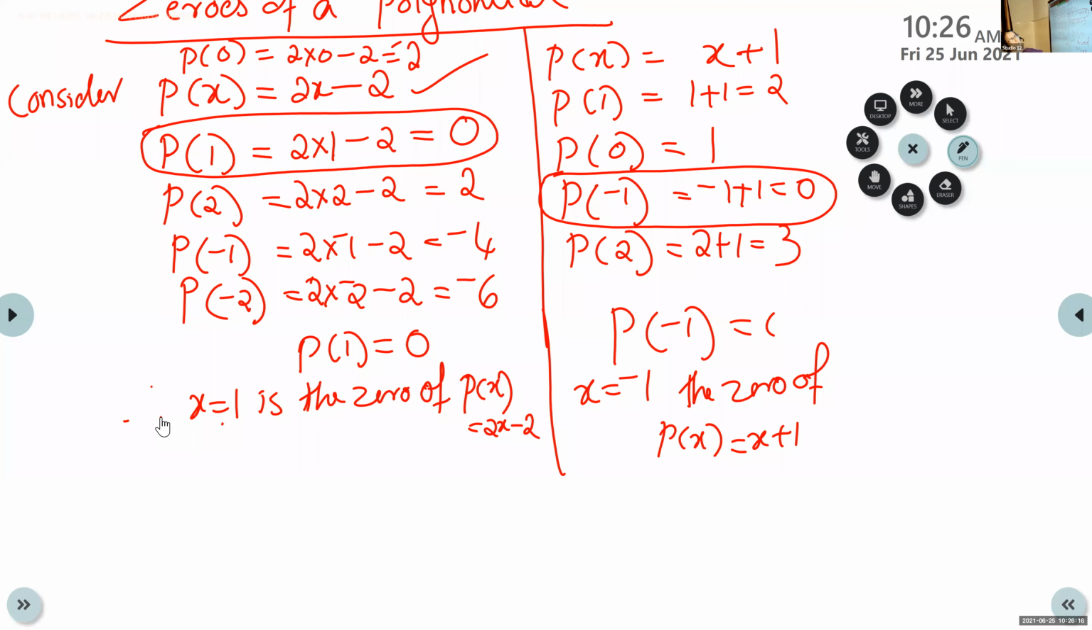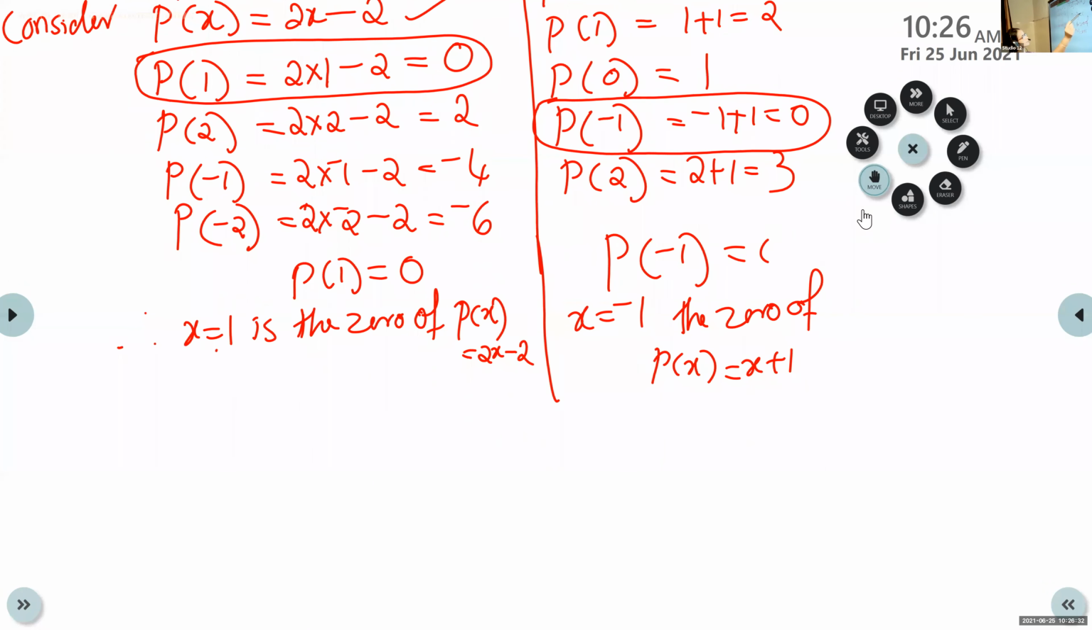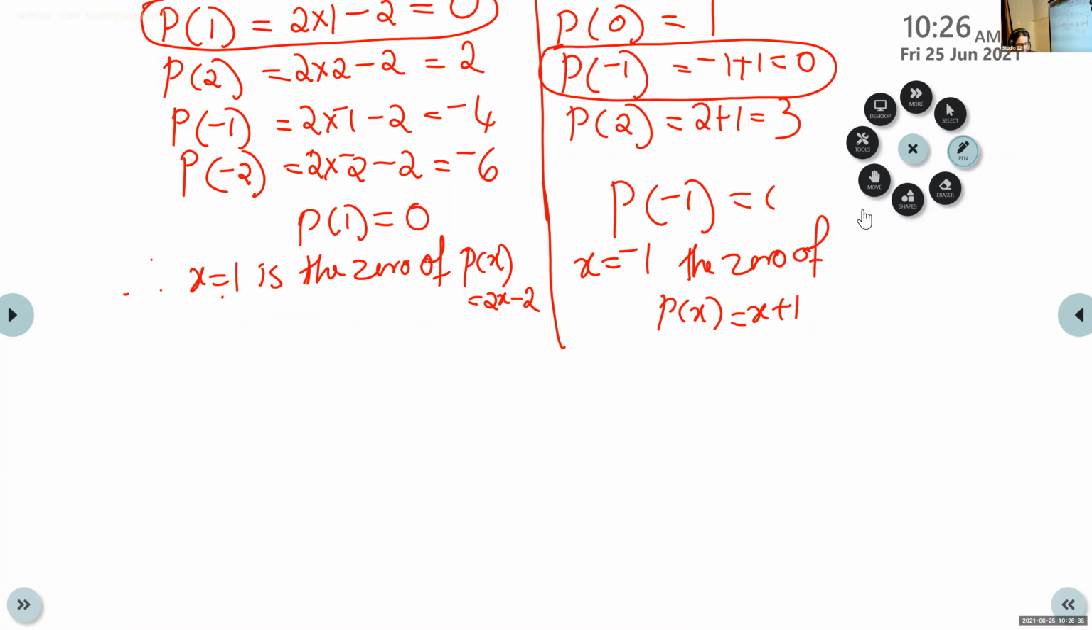Our class is up to 10:30. Okay. All of you wrote these two examples? Yes, ma'am. Okay. So now I am going to give the definition. After that, we will do more examples.